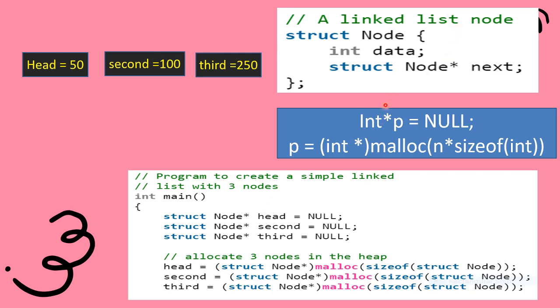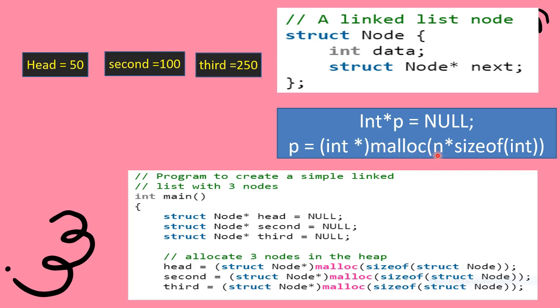First take the example of allocating memory for an array. Suppose you want to allocate memory for an array of size n. How do you start? As the array is going to store integers, I first define a pointer to an integer and initialize it with null. After that I do the dynamic memory allocation using the malloc function.